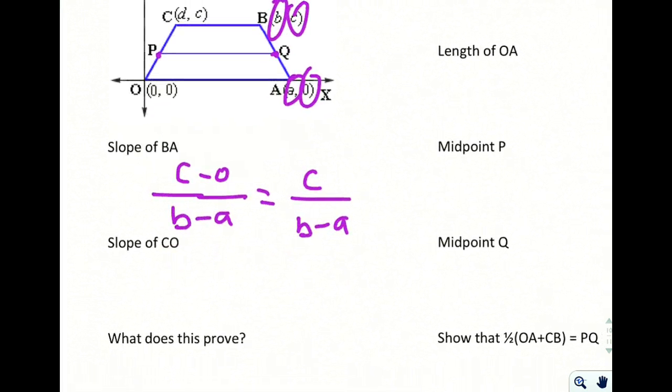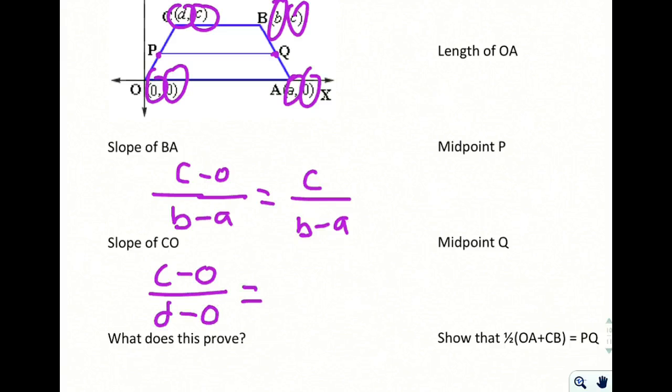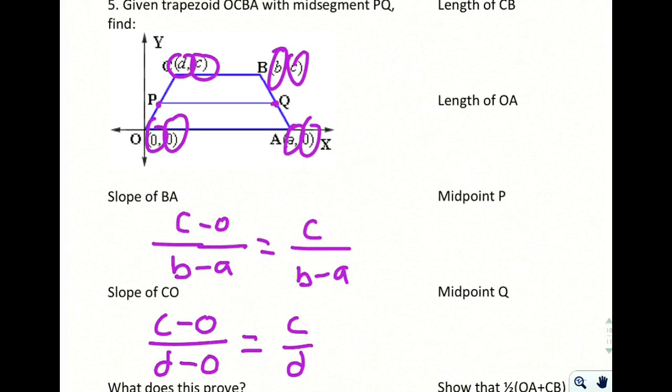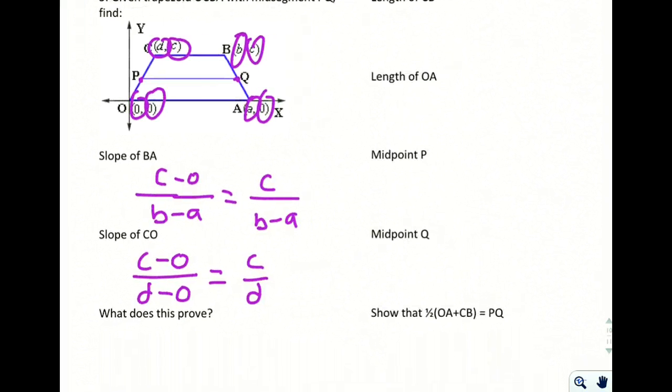Slope of CO, same idea. We're going to take our c minus our 0, our y's first, and then our d minus our 0, our x is second, and that's going to come out to c over d. Now what does this prove? The slope of BA and the slope of CO are not the same. So the only thing we know right here is that they are different, which means that they are not parallel. So we're pretty confident, based on the information we have here, that those lines are not parallel.